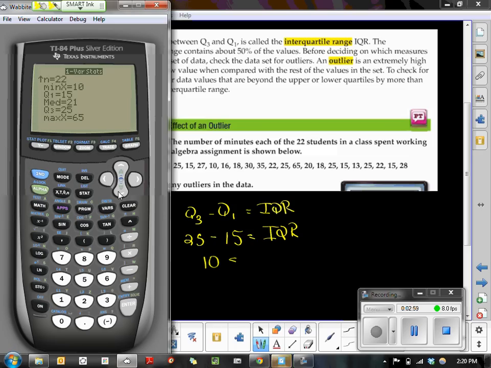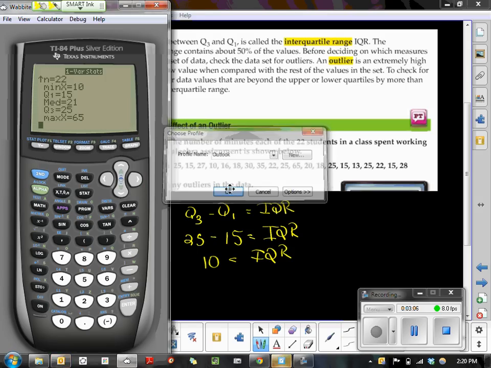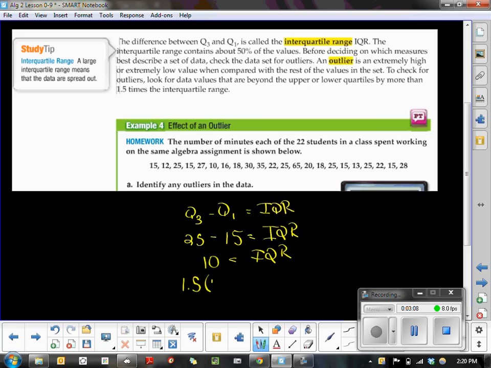Now, to help us identify our outliers, we take the interquartile range times 1.5. So 1.5 times 10 is 15. This is the number that we add to and subtract from our first and third quartiles. So we're going to take Q1 and subtract 15 from it, and then take Q3 and add 15 to that.